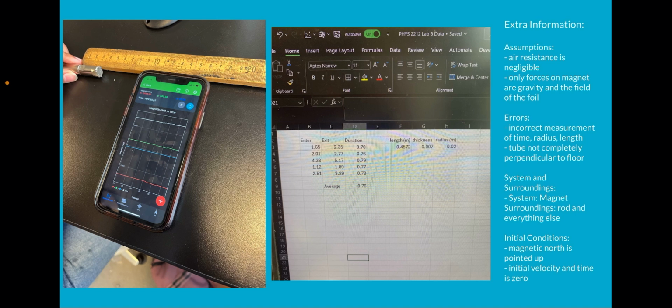Then some extra information, assumptions we had. Air resistance is negligible. The only forces on the magnet are gravity and the field on the foil. Some errors could have included incorrect measurement of time, radius, or length, or the tube not being completely perpendicular to the floor, all of it being human error. The system is the magnet. The surroundings are the rod and everything else. Initial conditions include magnetic north pointed up and the initial velocity and time being 0.